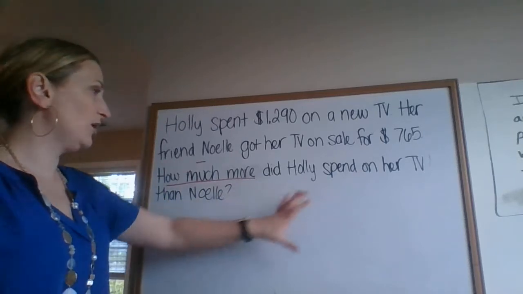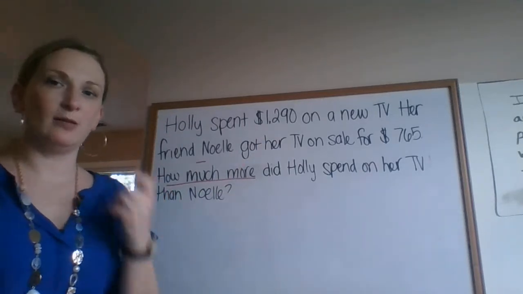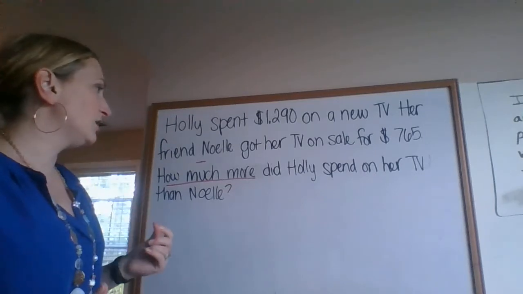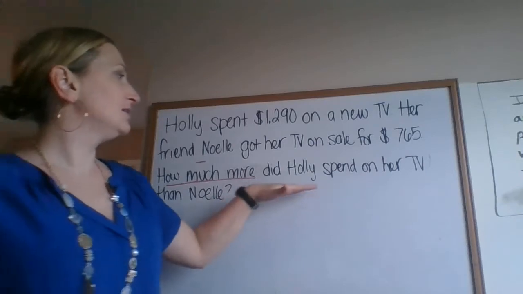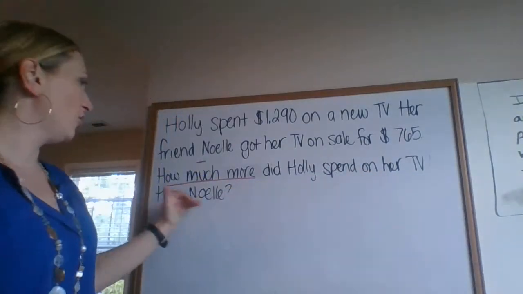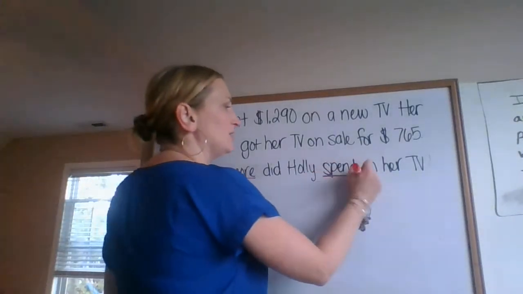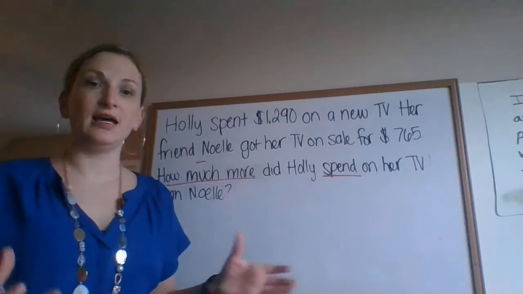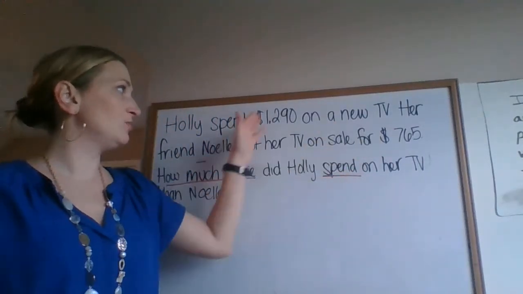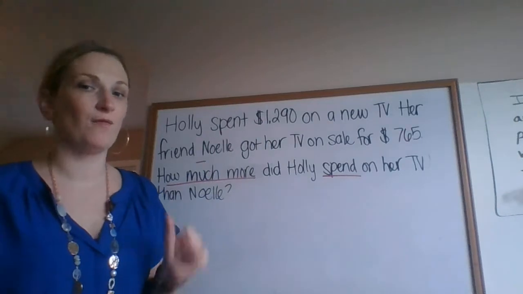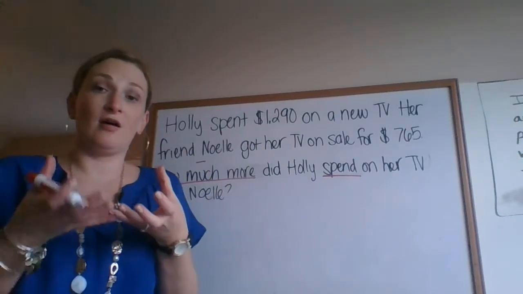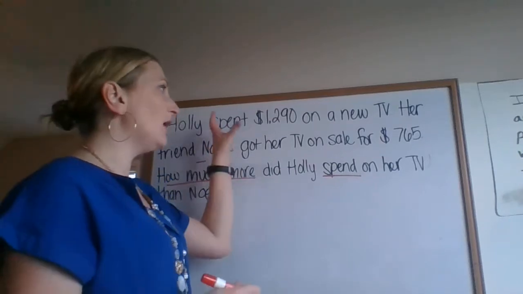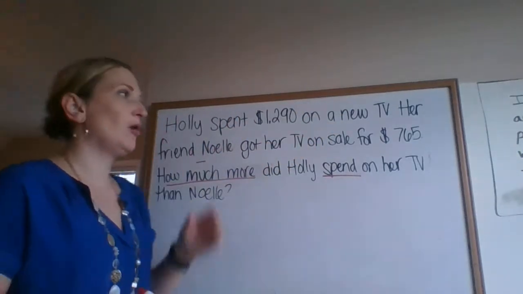Then we talk about, okay, well, what's the label? What's the piece that we need here? So we're dealing with how much more did Holly spend on her TV than Noelle. So we're talking about spending, so the answer that we're going to get is within dollar form, which makes sense because that's in the problem itself. So we know our answer is going to be in the amount of a value. So now we go into the problem itself.